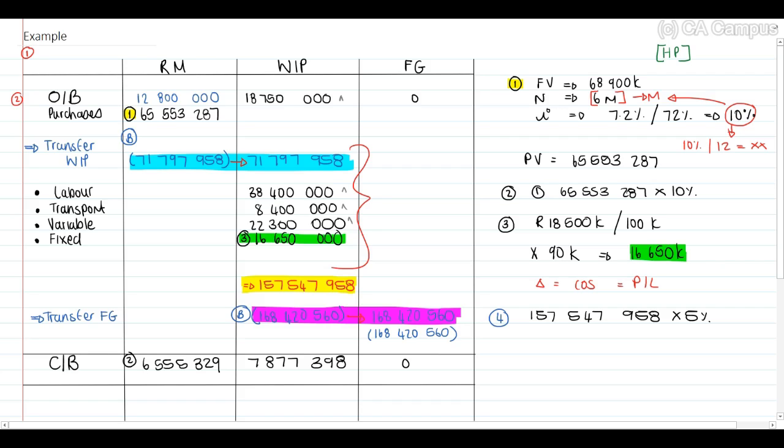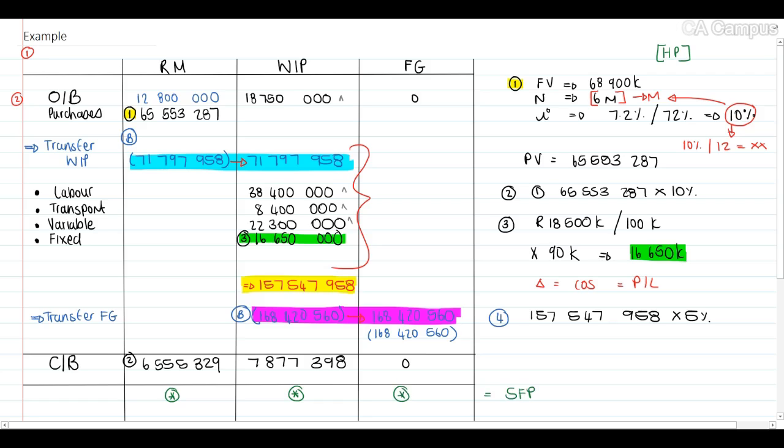Now, guys, do you identify based on this? You can calculate anything regarding your inventory. If you have to disclose, for example, your closing balance in your inventory at the end of the year, this will be your raw materials closing balance, the 6.5 million, plus your WIP, 7.8 million, plus 0 for finished goods. And this will be the amount that shall be disclosed in your statement of financial position.